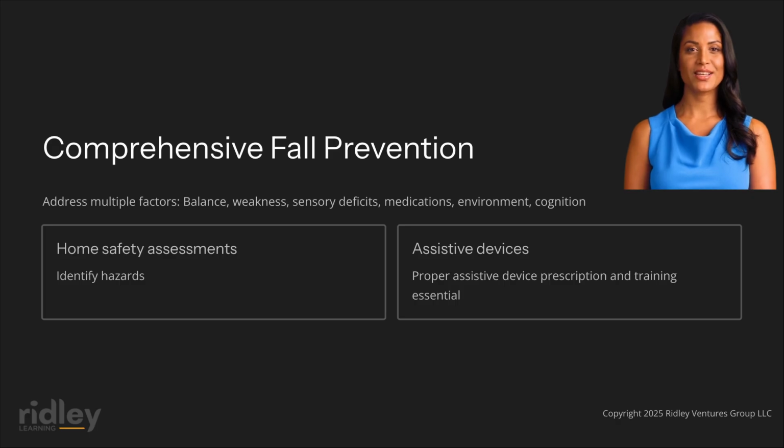Home safety assessments identify environmental hazards and inform recommendations for modifications that reduce fall risk in the patient's actual living environment. Proper prescription and training in the use of assistive devices, including canes, walkers, and wheelchairs, enables safe mobility at the appropriate level of independence while providing backup support when balance is challenged beyond the patient's reactive capacity.